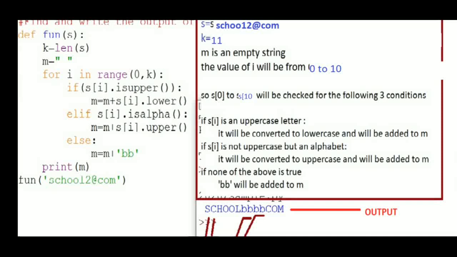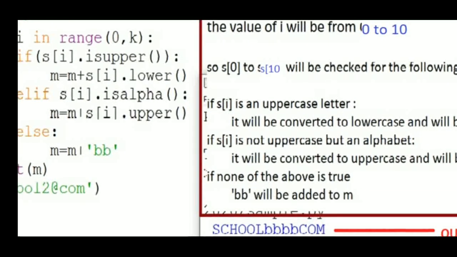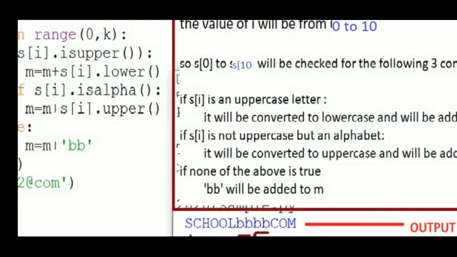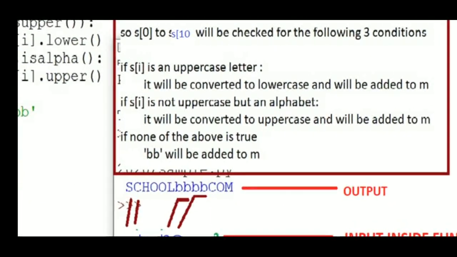What are those 3 conditions? If s[i].isupper(), that means the first condition is if s[i] is an uppercase letter, it will be converted to lowercase and added to m. The second condition: if the first condition is not satisfied, it will go to the second condition. That means if s[i] is not an uppercase letter but it's an alphabet, it has to be a lowercase letter. If so, it will be converted to uppercase and added to m.